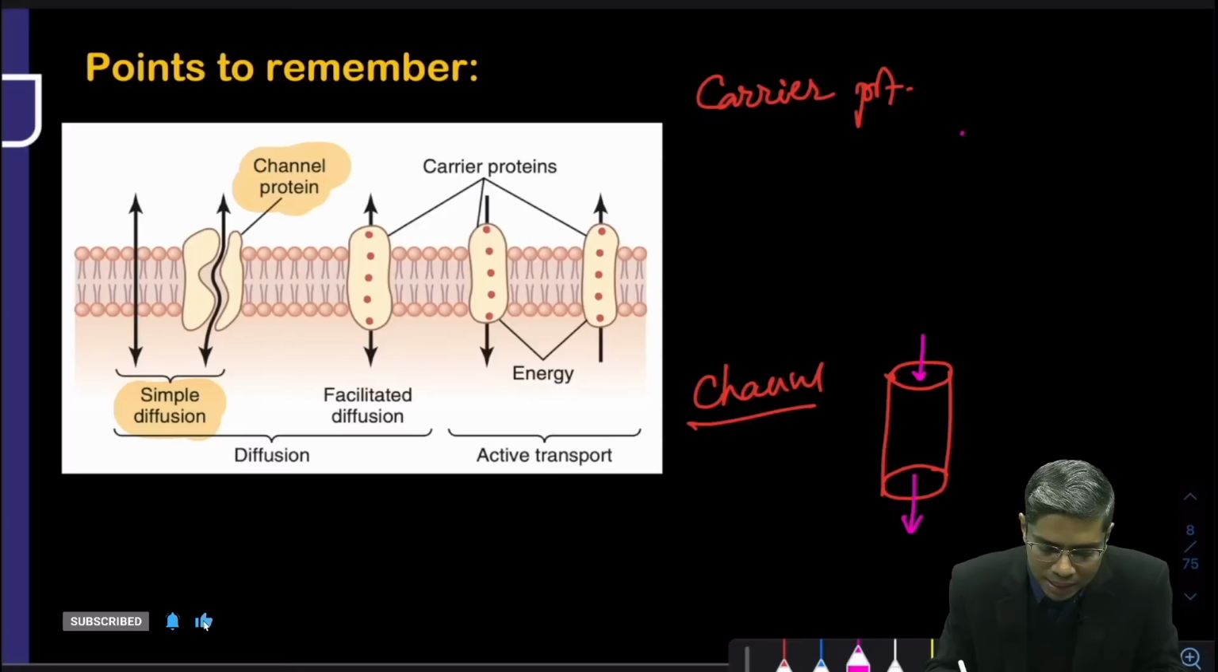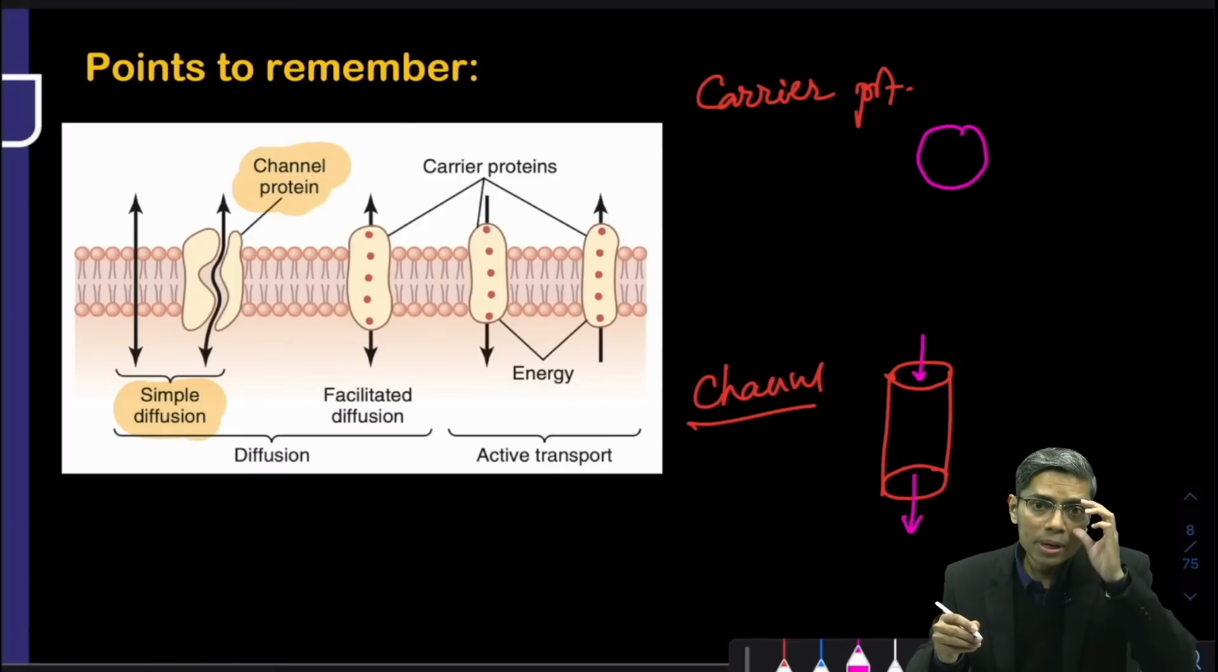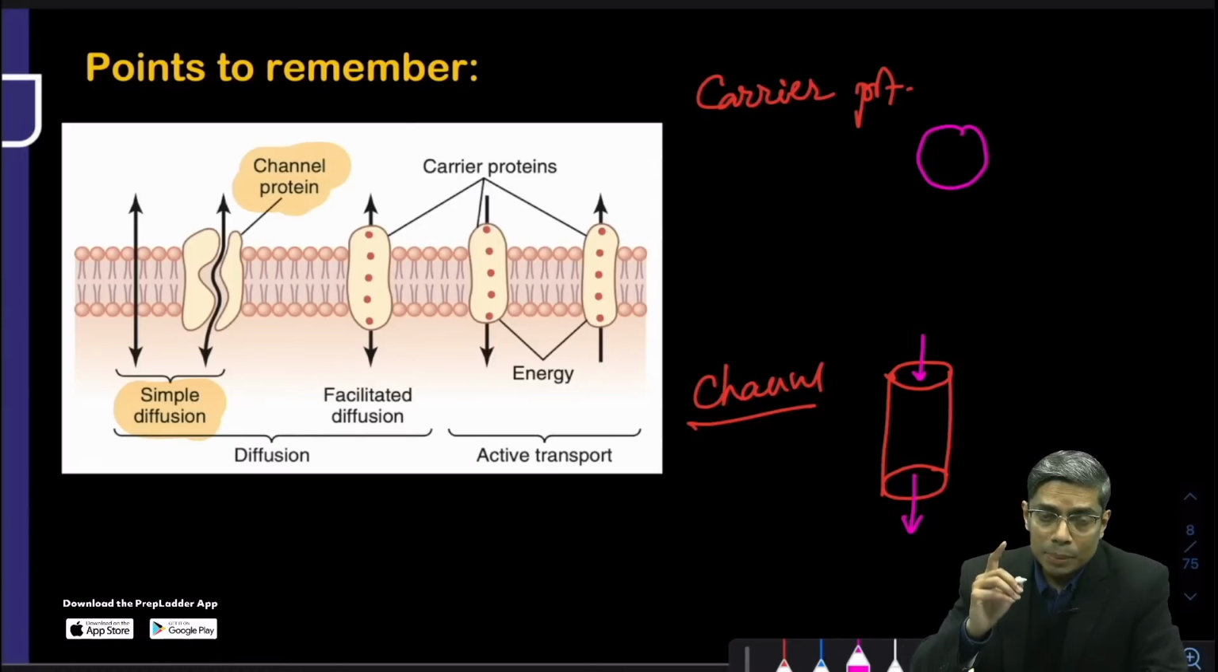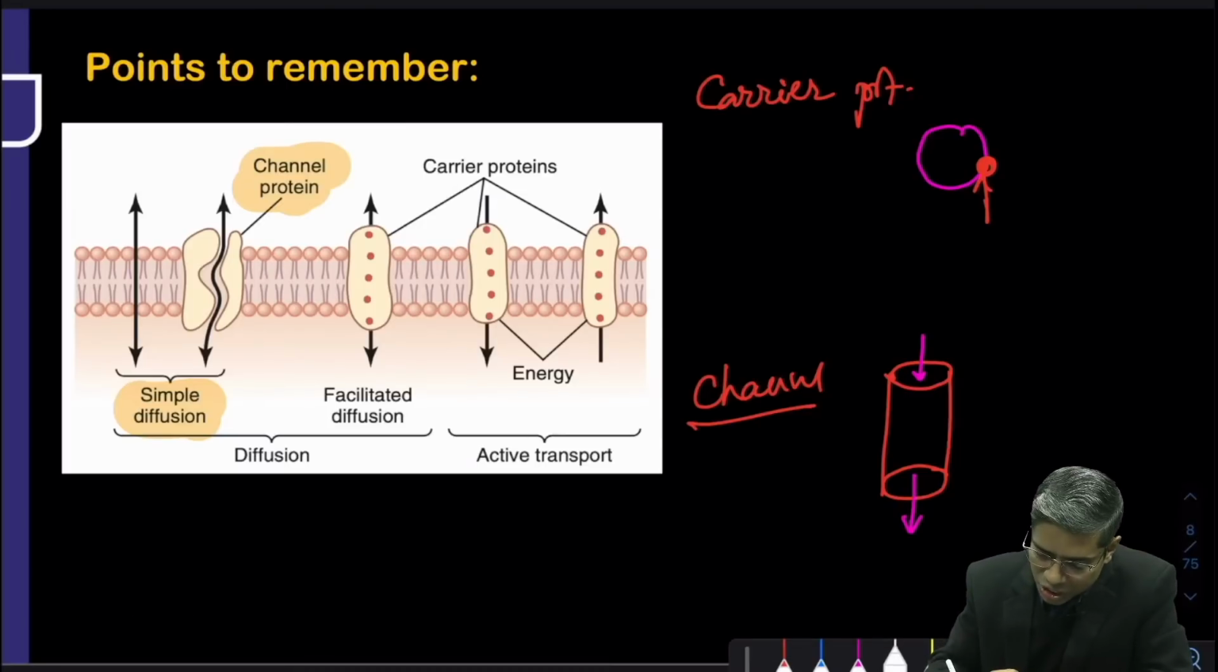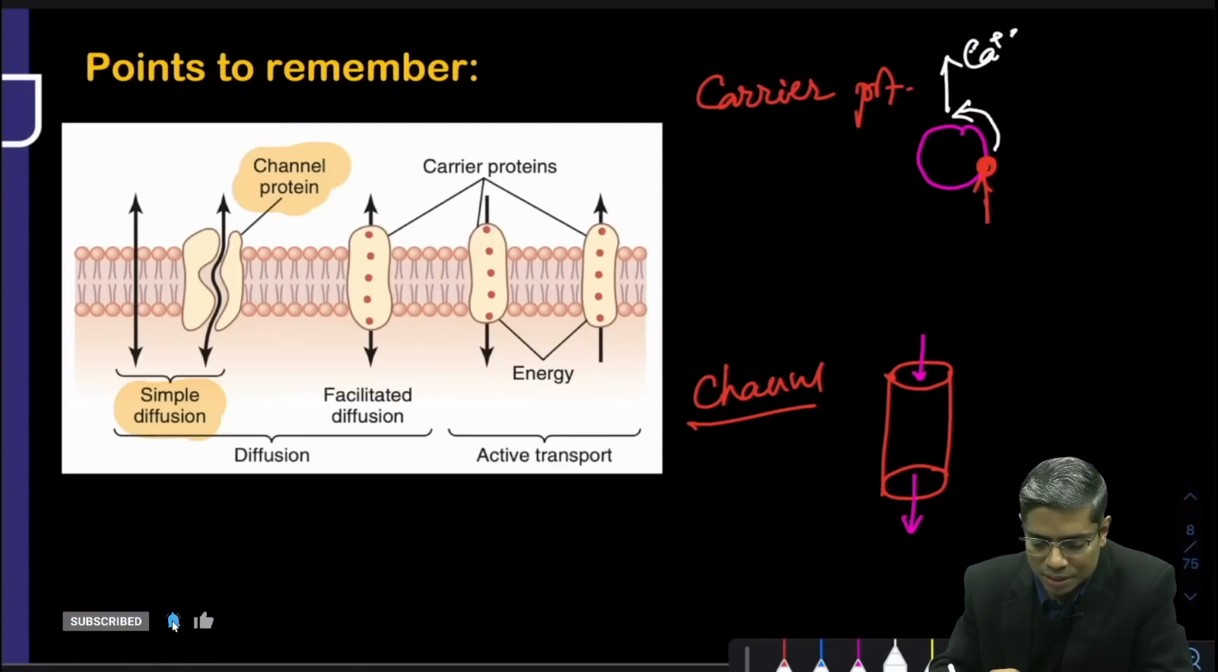But if you look at the carrier protein, suppose it is transporting sodium and potassium, or sodium and calcium. First the sodium will bind, right? Then the carrier protein will change its shape. After changing shape, the sodium or calcium attached to it will be released on the other side. Getting my point?